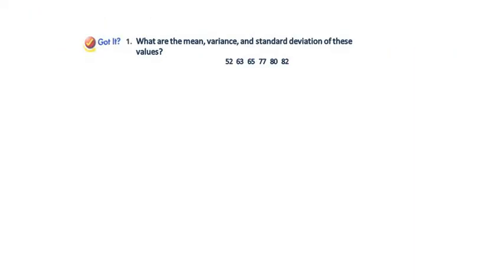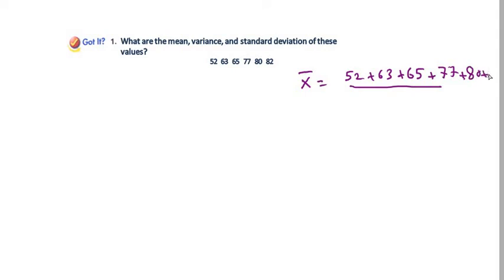Now pause the video for 5 minutes and solve Got It 1, then we will do it together. Let's start now. To find the mean, the variance, and the standard deviation, we need first to find the mean of this set. The mean, or x bar, is equal to the sum of the values 52 plus 63 plus 65 plus 77 plus 80 plus 82 over their number 6 values, about 69.8. Now we will make the table again.